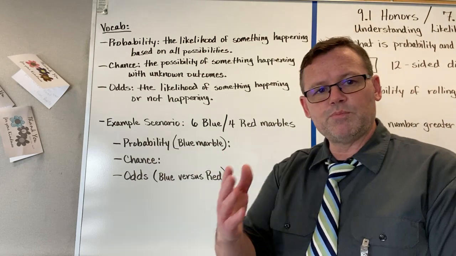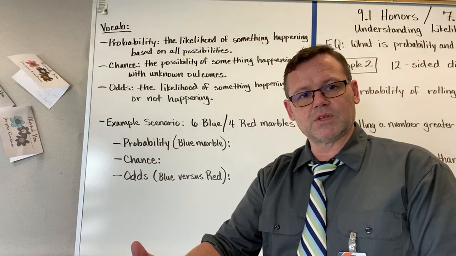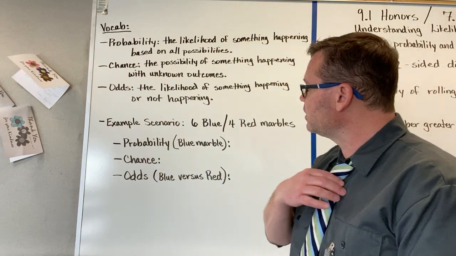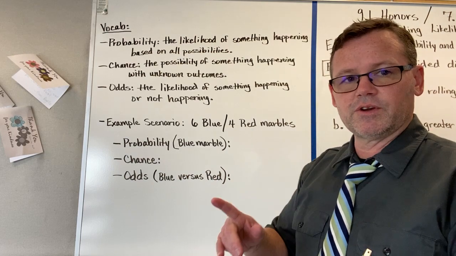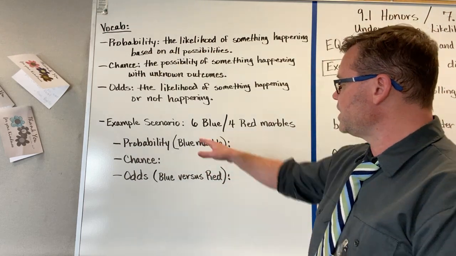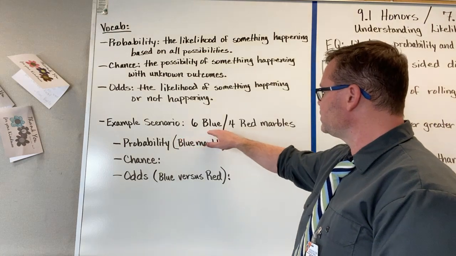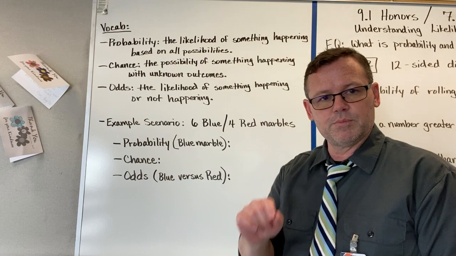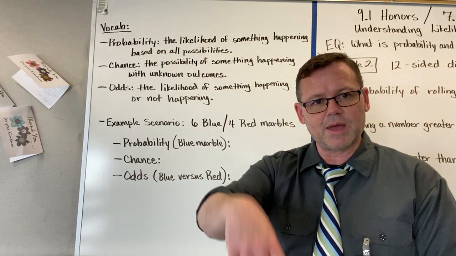Odds is when we put one against the other. In other words, if it's a football team, it's one football team against the other. Okay, guys? So those are the differences, and you're going to see that right now in an example. So it says the example scenario: we have 6 blue marbles and 4 red marbles, and they are in a bag together, and we're going to choose out of that bag.